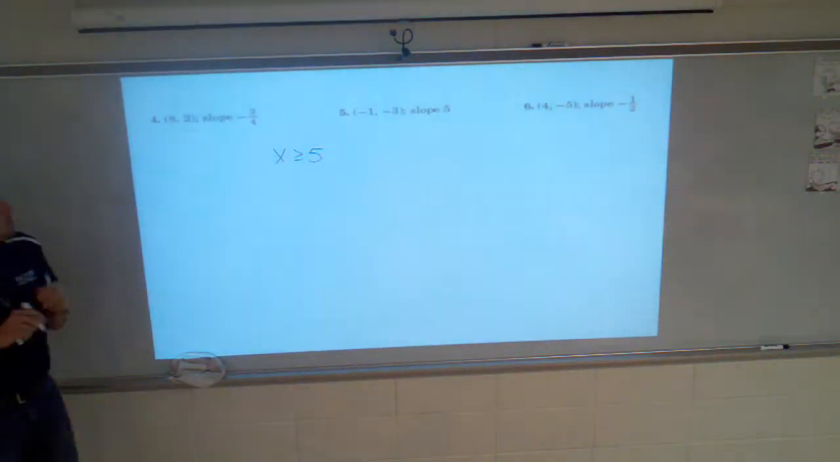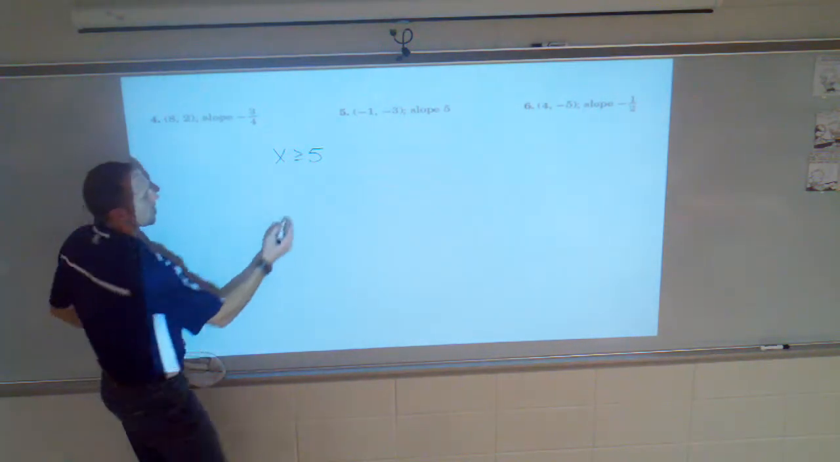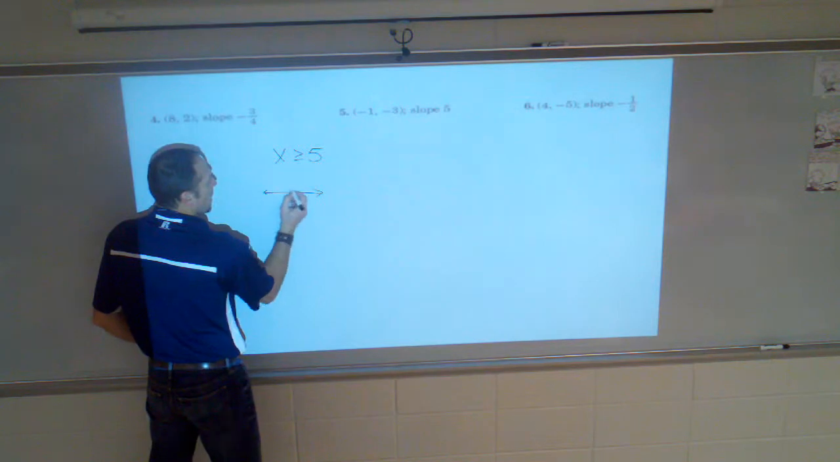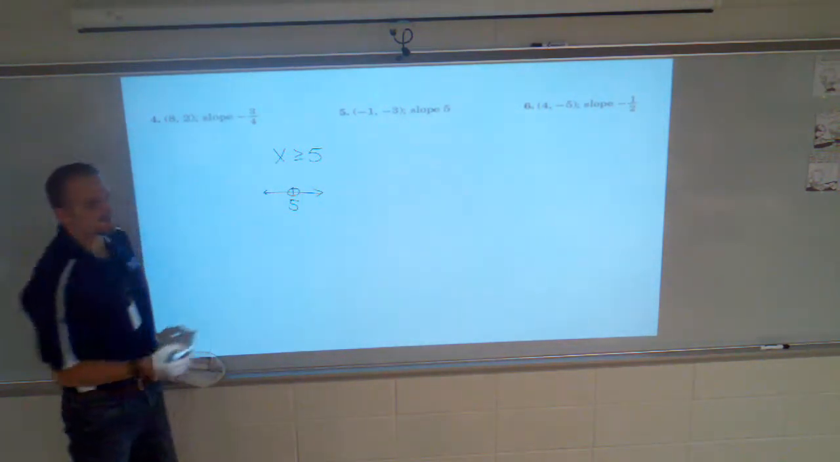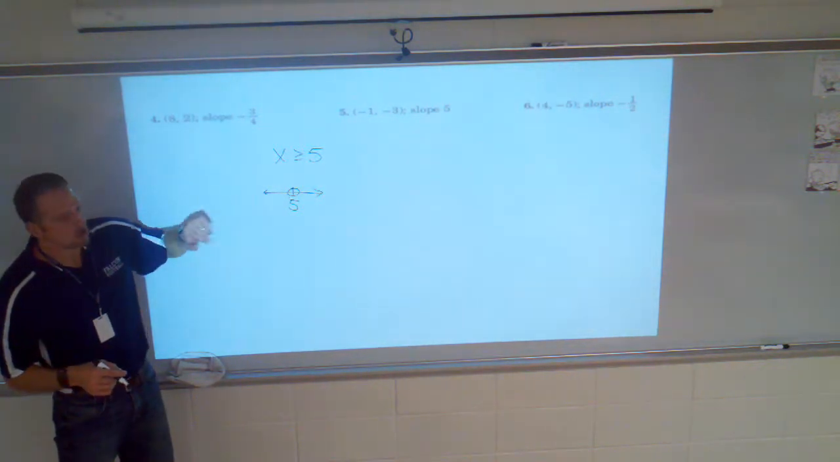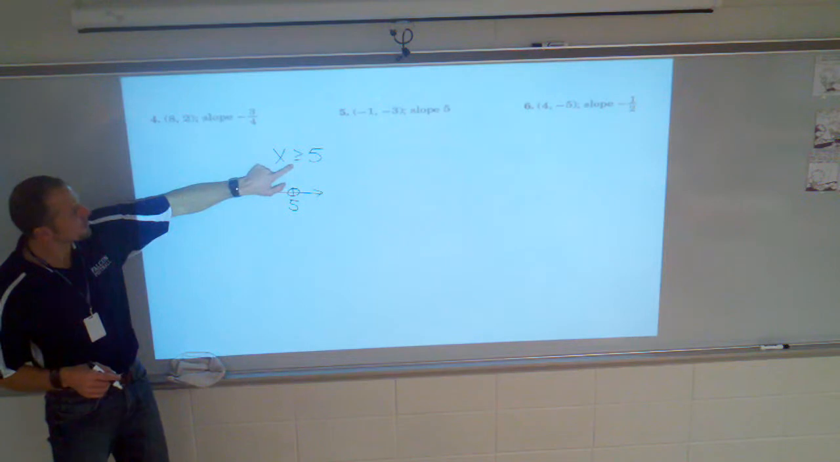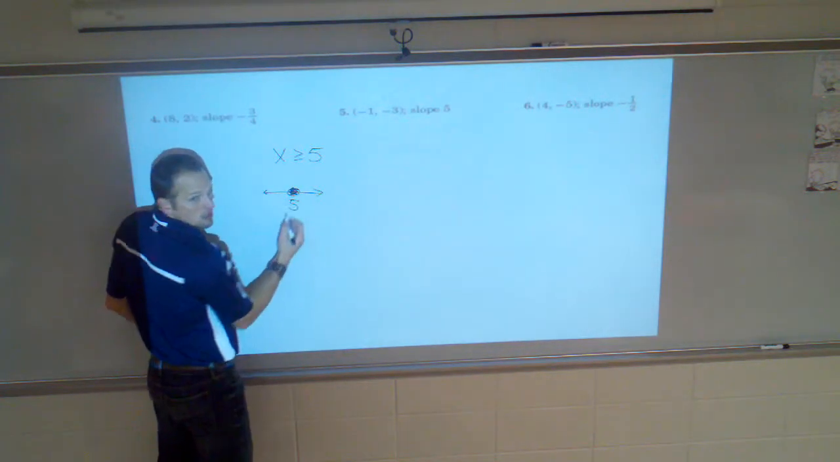Okay, reviewing our rules with inequalities real quick. X is greater than or equal to 5. You need to make a number line, put 5 right in the middle. Draw a circle at 5. Haley, is my circle open or closed? Closed, very good. There is an equal sign right there, so this is going to be closed.